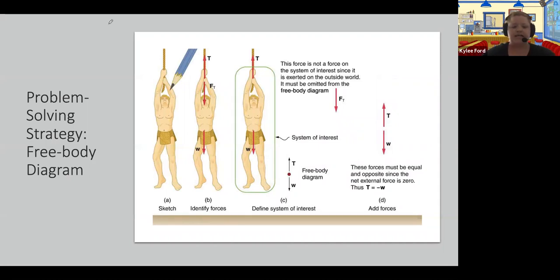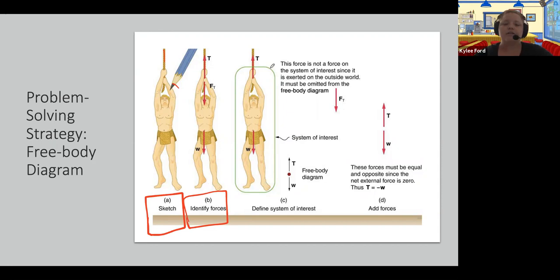All right, so for this last slide, before we get into all of the examples, I want to give you guys a little bit of a problem-solving strategy. We have here somebody pulling down on a rope. This is going to be our first step in our problem-solving strategy, which would be to sketch the situation. So what are we looking at? The second one would be to identify our forces. So what is going on here?